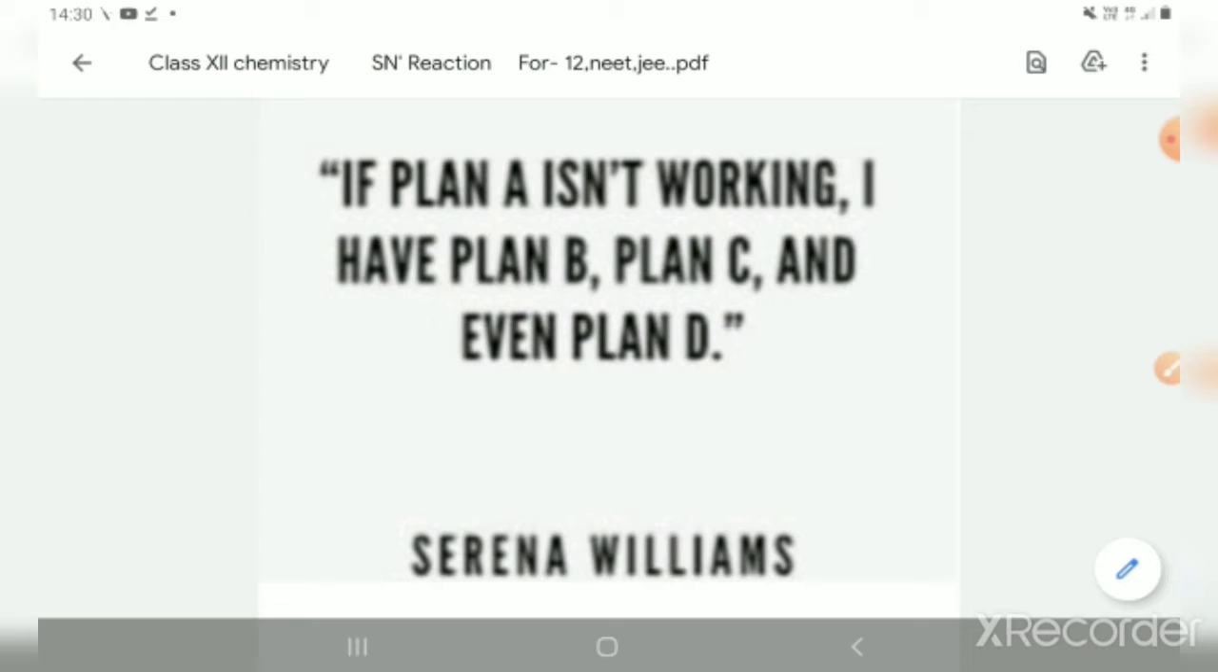SN1 रिएक्शन के बारे में बताने जा रहा हूँ। तो प्लीज़ लिसन वेरी केयरफुली, because this reaction is very useful for your class 12th, NEET and JEE examination.